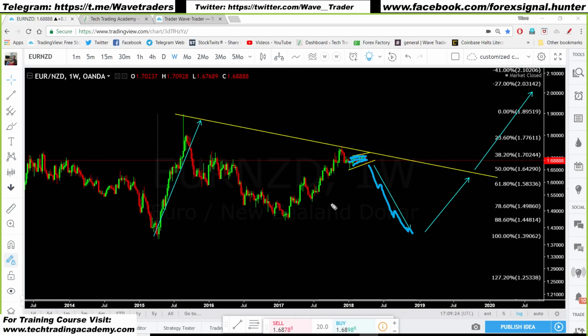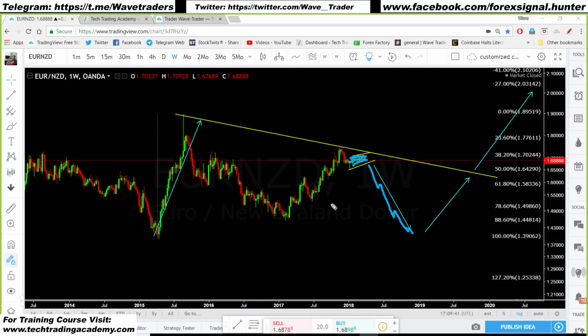It's going to be a huge trade on the Euro New Zealand dollar. A big drop is going to be over there. We are looking for a big drop on the Euro pairs: Euro CAD, big drop. Euro Chief, big drop. Euro Aussie dollar, big drop. Euro New Zealand dollar, big drop. Euro Yen, big drop.